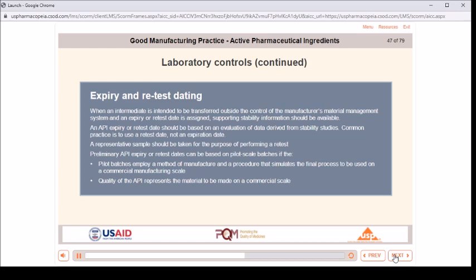Preliminary API expiry or retest dates can be based on pilot scale batches if the pilot batches employ a method of manufacture and a procedure that simulates the final process to be used on a commercial manufacturing scale. Quality of the API represents the material to be made on a commercial scale.